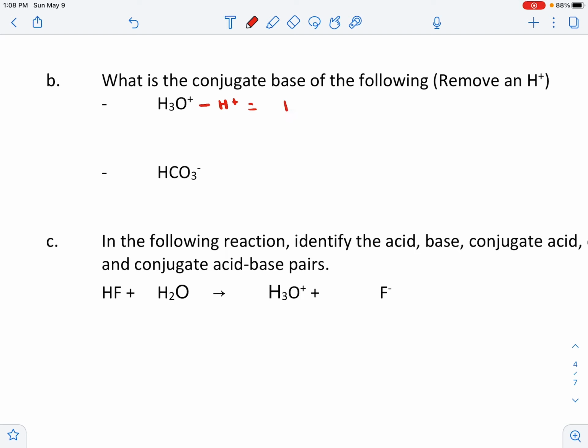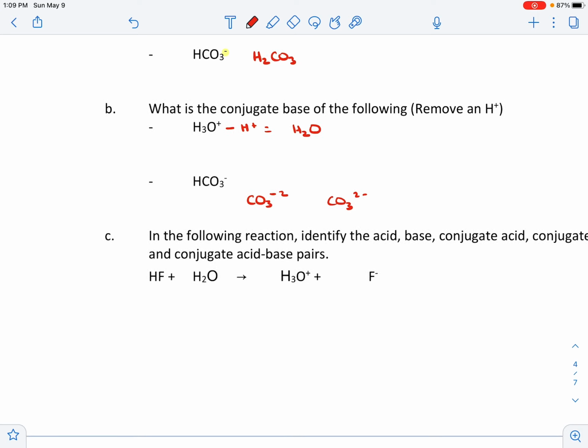Okay, so we'll be down to 2 H's, because we took one off, and then just an O, H2O. Notice a plus minus a plus gives me no charge. So we took the plus away. Let's see how that works on the next one. If we take an H off, we're going to have no H's, and we're just going to have CO3. But now we have a minus, so we should have -2, or you could write it as 2 minus if you wanted to be fancy. So we removed an H plus to get to our conjugate base.